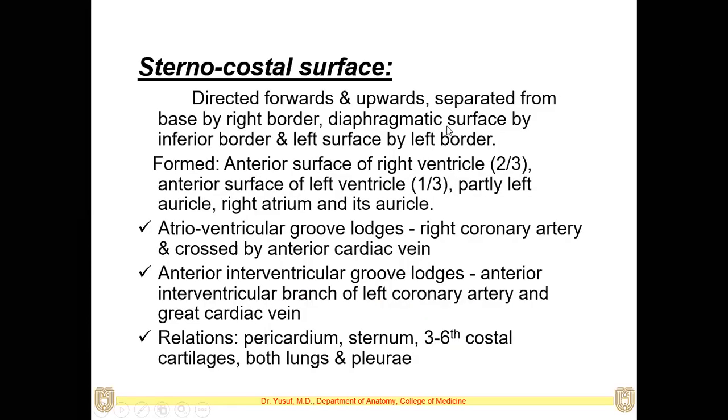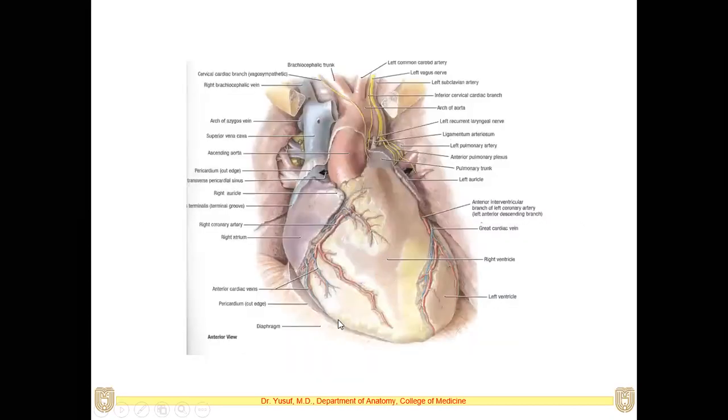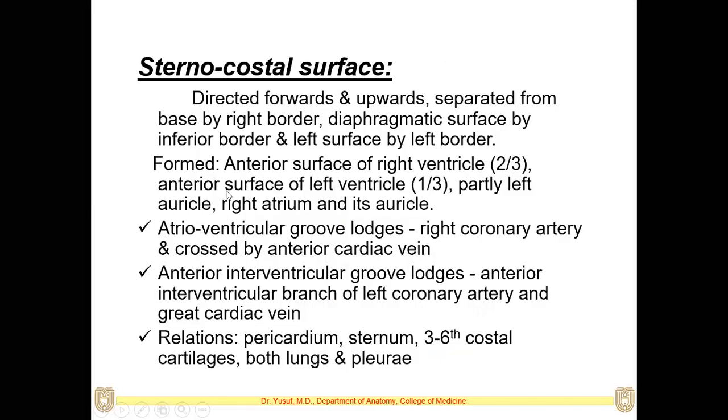It is separated from the diaphragmatic surface by the inferior border, and from the left surface by the left border. Here is the diaphragmatic surface, on which the heart is sitting on the diaphragm. This is the diaphragm, the muscle which is there. So the sternocostal surface is separated from the diaphragmatic surface by this inferior border.